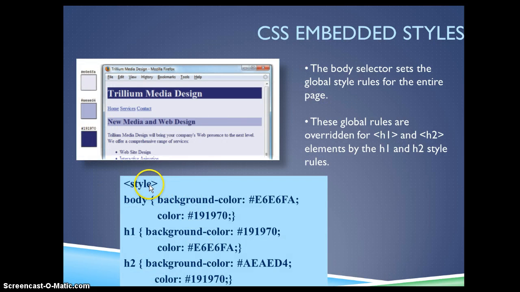Here's another example with styles. Here we've done a few different styles. Here we have the body. We give a background color and a color for the text. We give an H1, again the background color and the color, and for H2 we have a background color and a color for that tag. Then we have a closing style tag, which is off the screen so you can't see it.